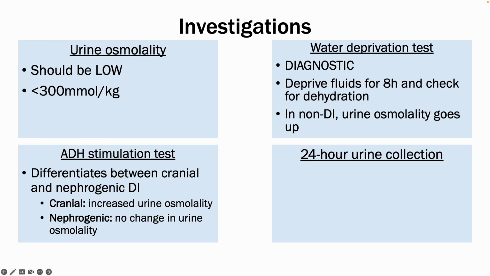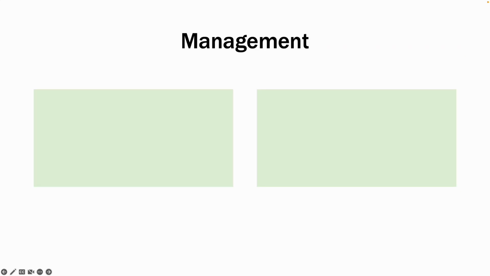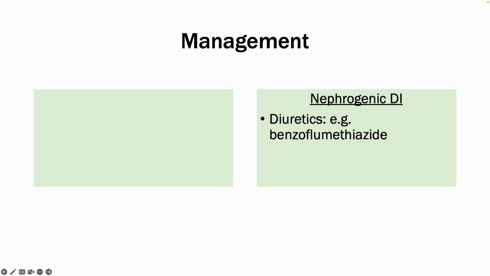In terms of the final test that can be done, a 24-hour urine collection test would show over 3 liters of urine produced in patients with diabetes insipidus. But how do you manage each type? Well, with regards to nephrogenic diabetes insipidus, you would use diuretics such as bendroflumethiazide, or you can also make sure that there's maintenance of adequate fluid intake.